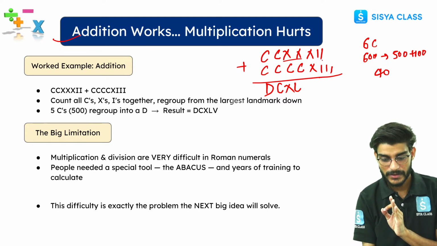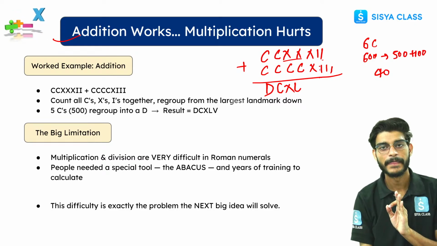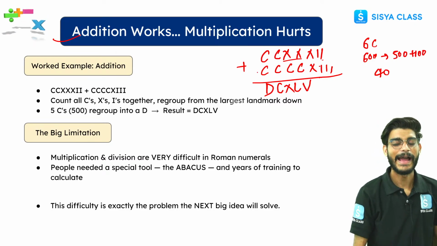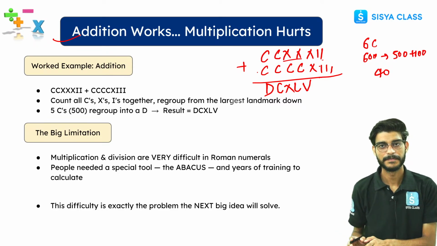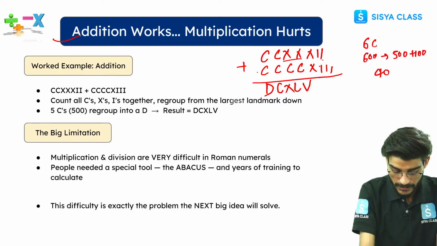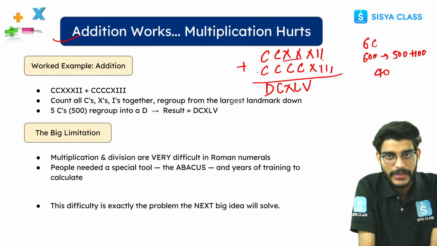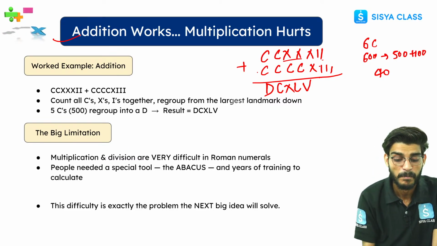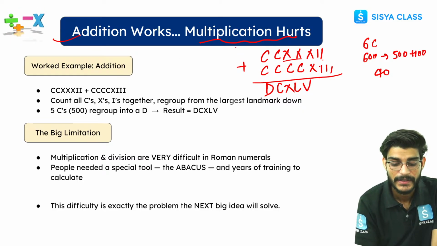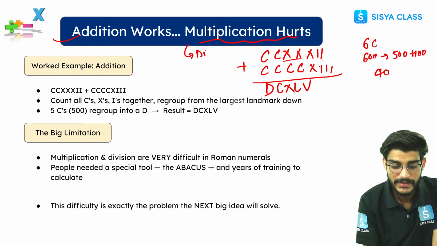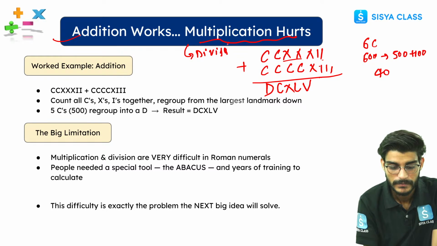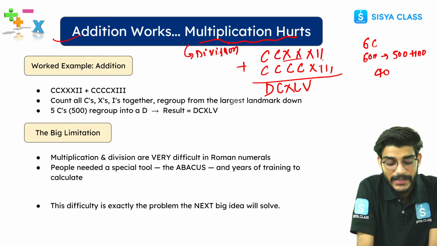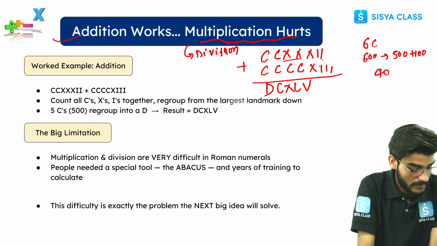Now this is 1, 2, 3, 4, 5. 5 means we have a new notation, that is phi. So this is how you will add numbers in Roman numerals. Clear? Roman numeral addition you can do, that is still fine. It will take some time, but multiplication is quite difficult here. Multiplication also, division also. There is a big limitation in multiplication and in division, right?